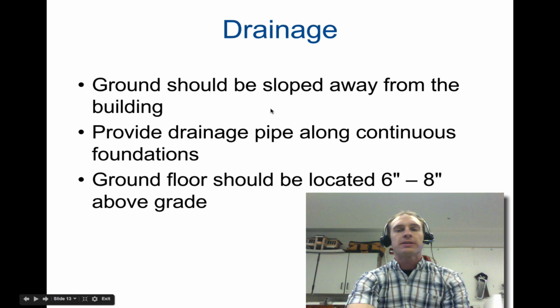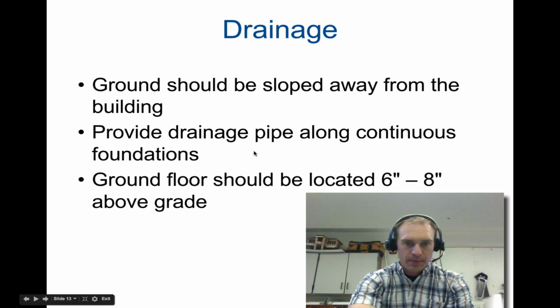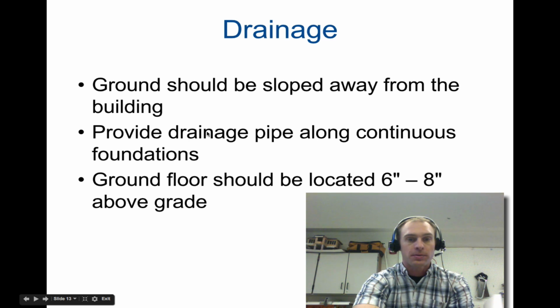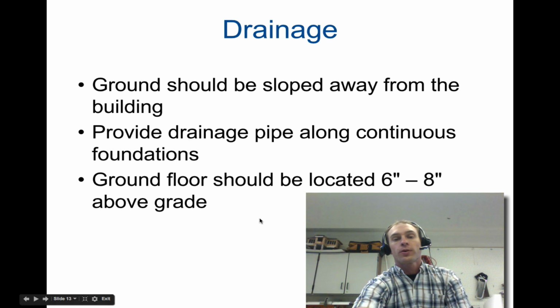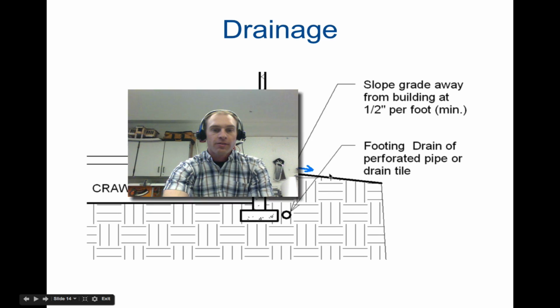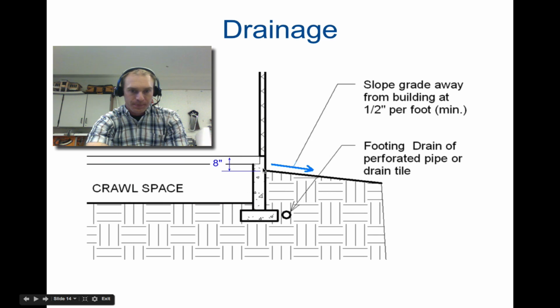So drainage, ground should be sloped away from the building to provide drainage. A drainage pipe is along the edge of the foundations, and if we went to a job site, we would be able to see that drainage pipe. And the ground floor should be located 6 to 8 inches above grade. For example, here we have 8 inches above grade here. And it's sloping down and away. And here's this little drain tile pipe. You can see a footing and then your foundation wall. Your footing is really, really thick. Foundation wall goes on top of that. And it slopes grade away from building at 1/2 inch per foot. And we are going to sort of simulate that in our design.